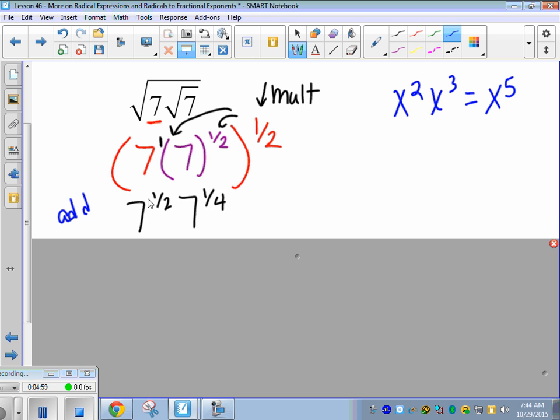So I need a common denominator. 1/2 is the same thing as 2/4, right? So I just changed the 1/2 to 2/4. And now we can add exponents and keep the same base. So 7 to the 3/4 power.